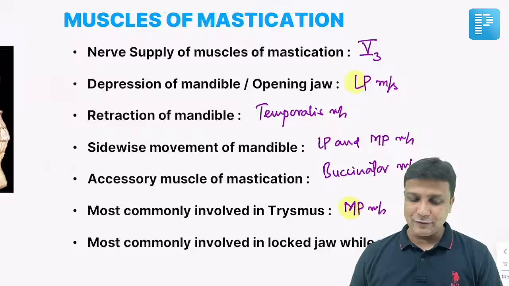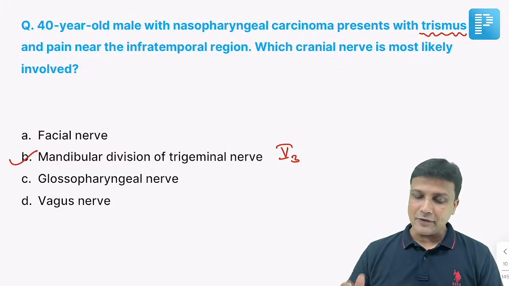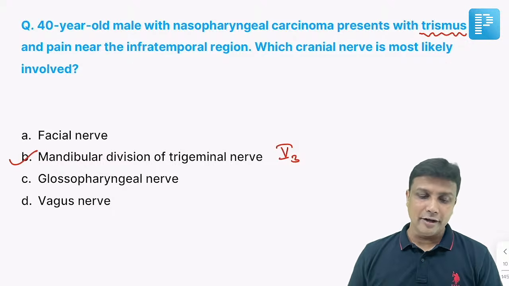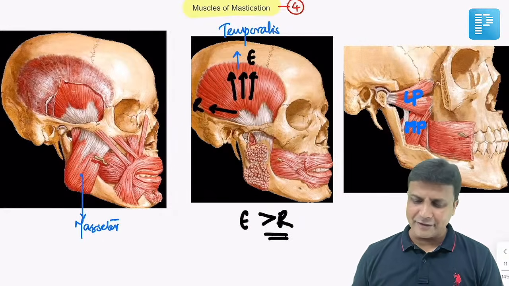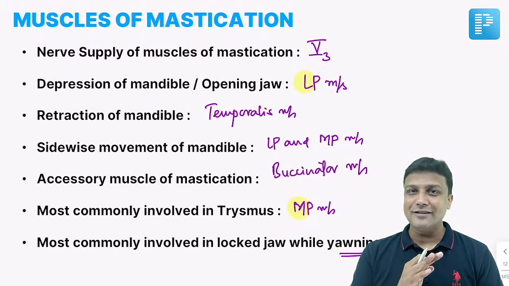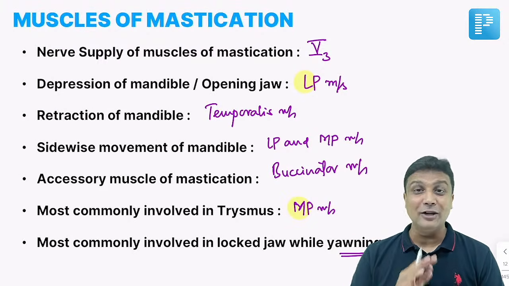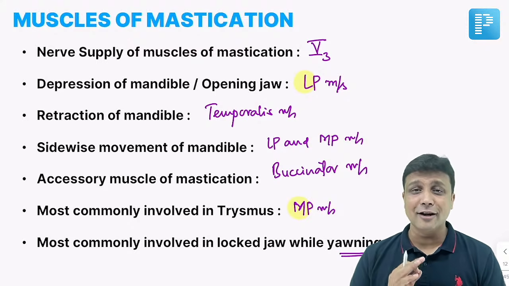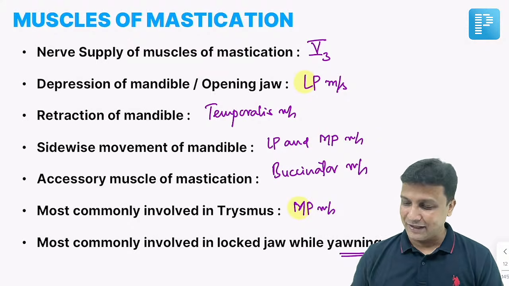Perfect. So therefore, in our question here, in trismus, of course, the nerve that can be involved here will be the mandibular division of the trigeminal nerve. So perfectly done. And we have revised the entire concept. As I told you, one concept that definitely will come in your INI-CET exam is the muscles of mastication. Please revise that before going to the exam, sir.